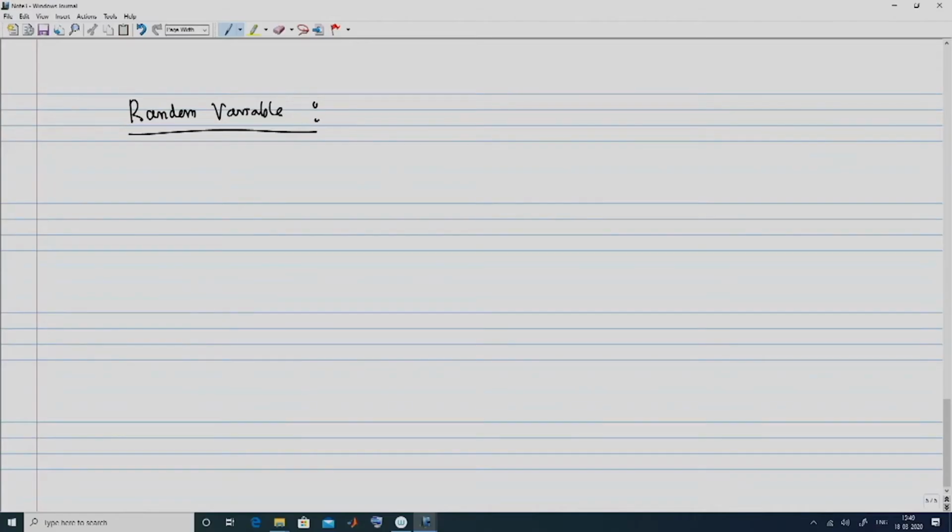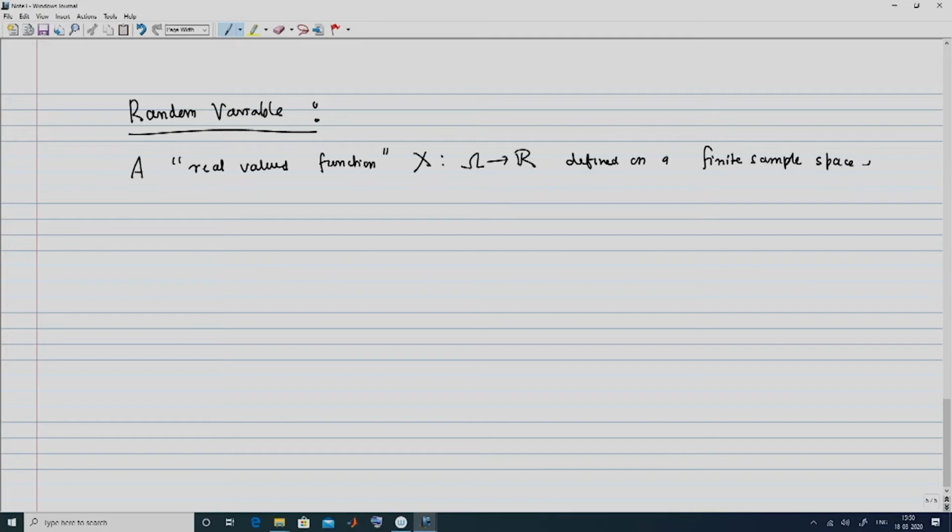So, accordingly, we will now start off with the notion of random variable. A random variable is essentially a real valued function, and typically we denote the random variable X. A real valued function X from Omega to R, that is, defined on a finite sample space Omega, is called a random variable on Omega.